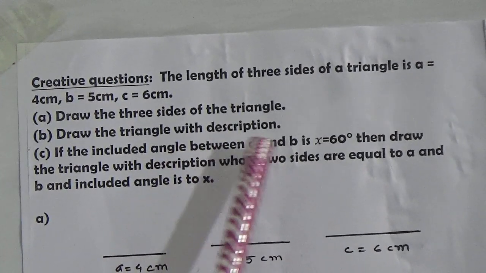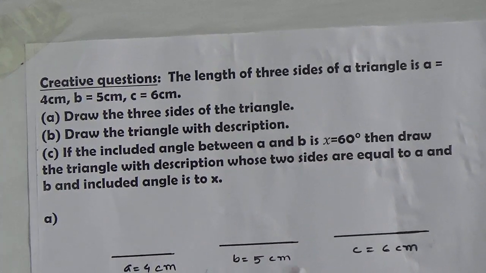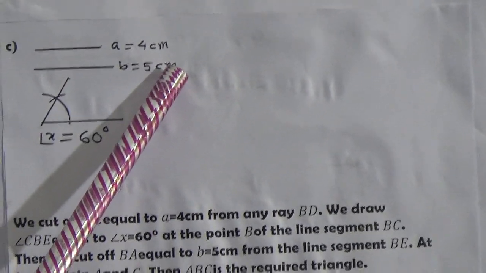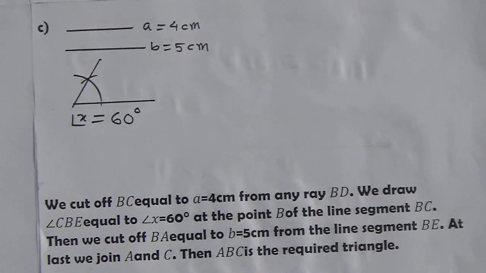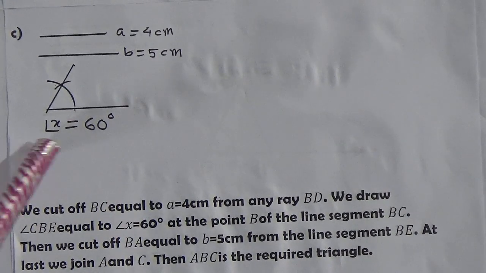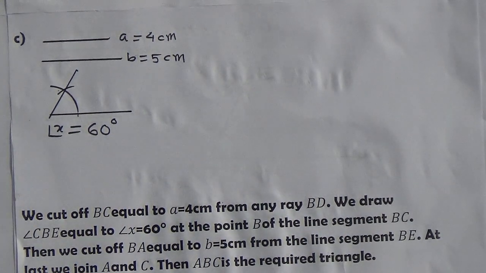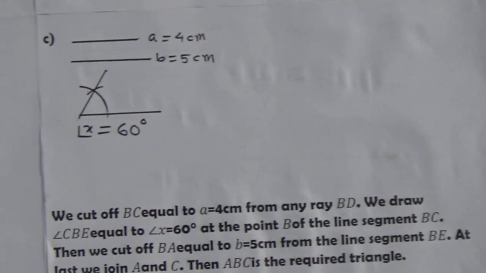Now question number C, look, if the included angle between a and b is 60 degree, that means sides a equal to 4 centimeter and b equal to 5 centimeter, and between these two sides the included angle x equal to 60 degree are given. Now we have to construct the triangle.